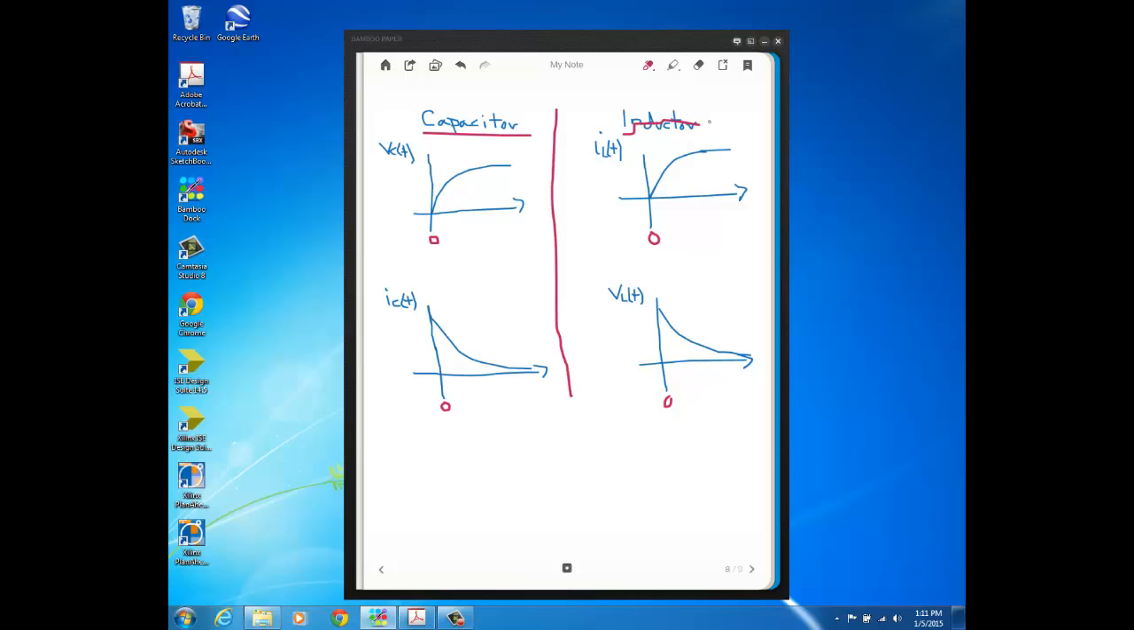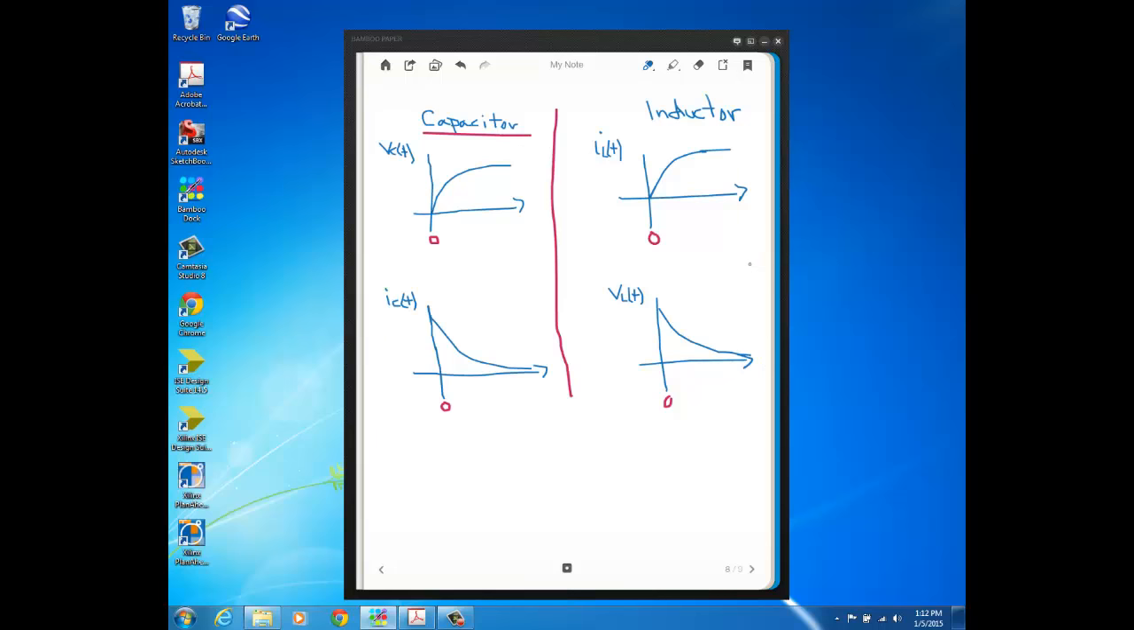So for the inductor, it's just the opposite. Okay, so for the inductor, when it's gaining stored energy over time, it's the current that builds up, and it's the voltage that decays exponentially.